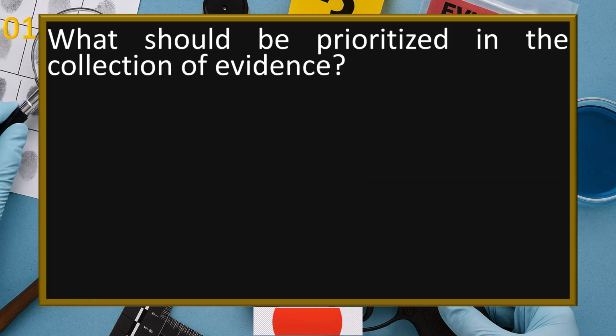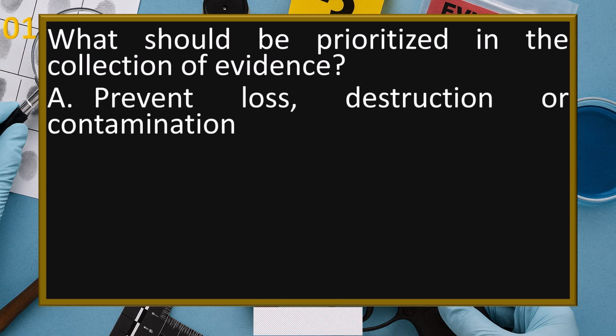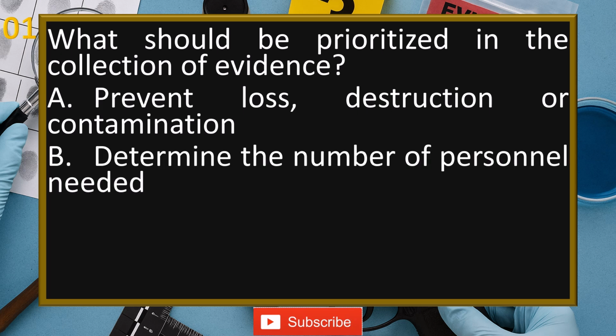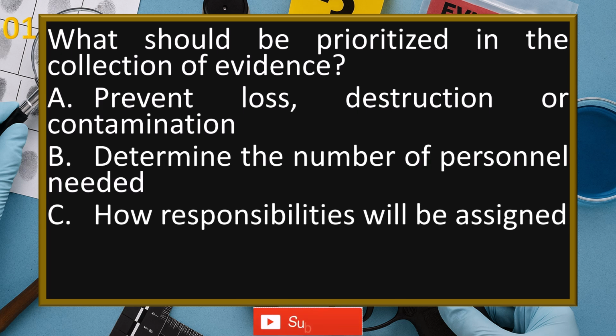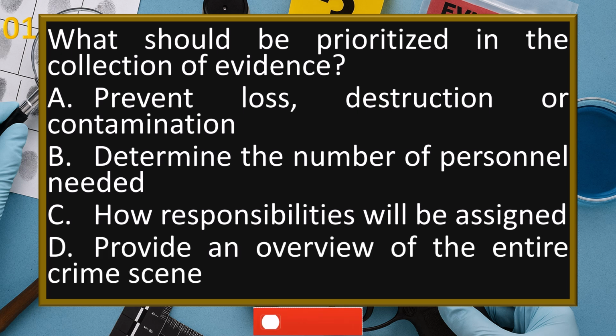What should be prioritized in the collection of evidence? A. Prevent loss, destruction, or contamination. B. Determine the number of personnel needed. C. How responsibilities will be assigned. D. Provide an overview of the entire crime scene.